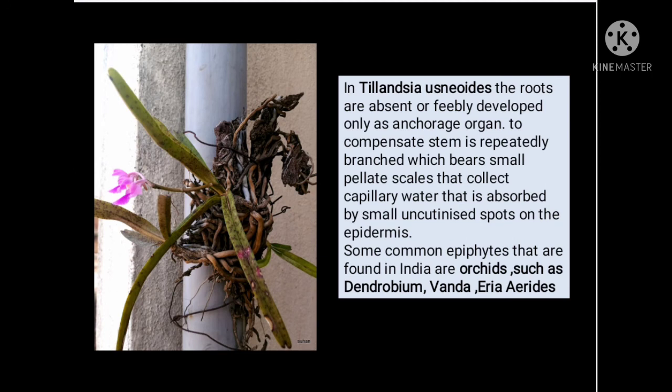In Tillandsia usneoides, the roots are absent or feebly developed. The only anchorage organ is the stem, which is repeatedly branched and bears small peltate scales that collect capillary water, which is absorbed by small uncutinized spots on the epidermis. Some common epiphytes found in India are the orchids such as Dendrobium, Vanda, and Aerides, and some Arides forms.